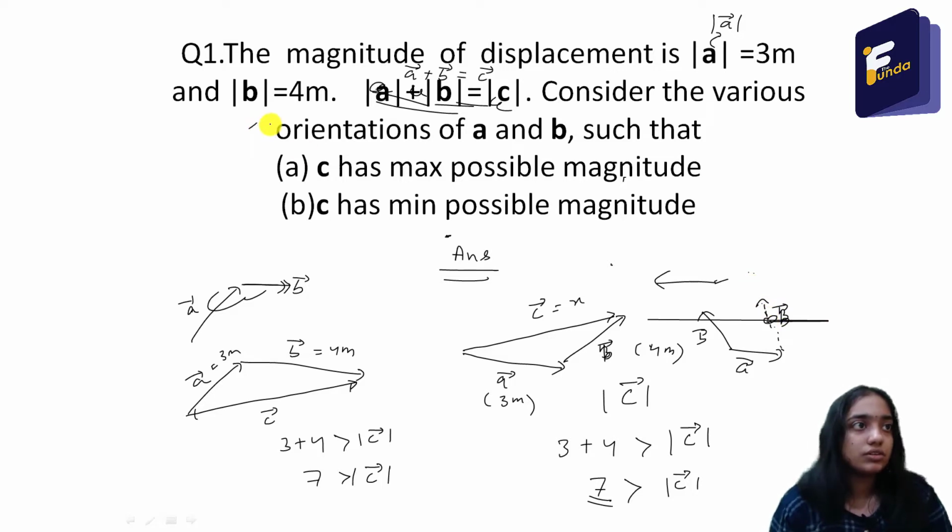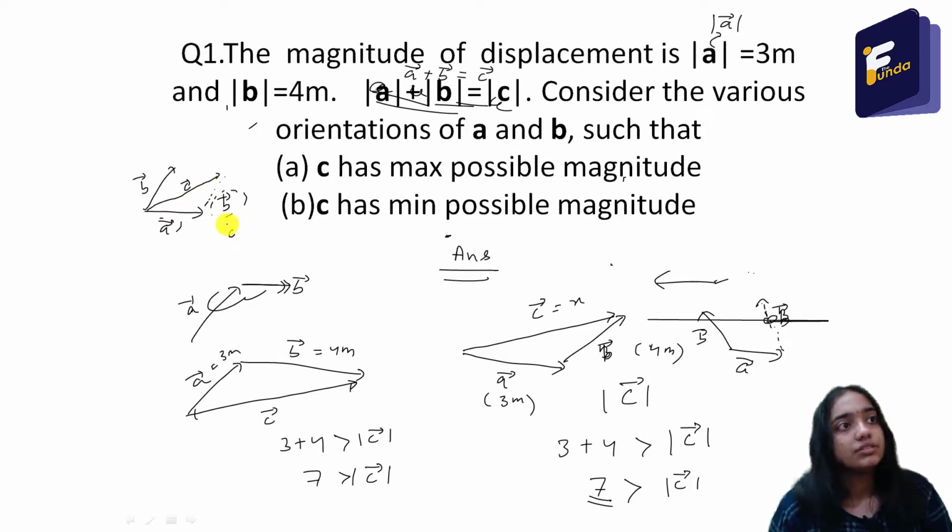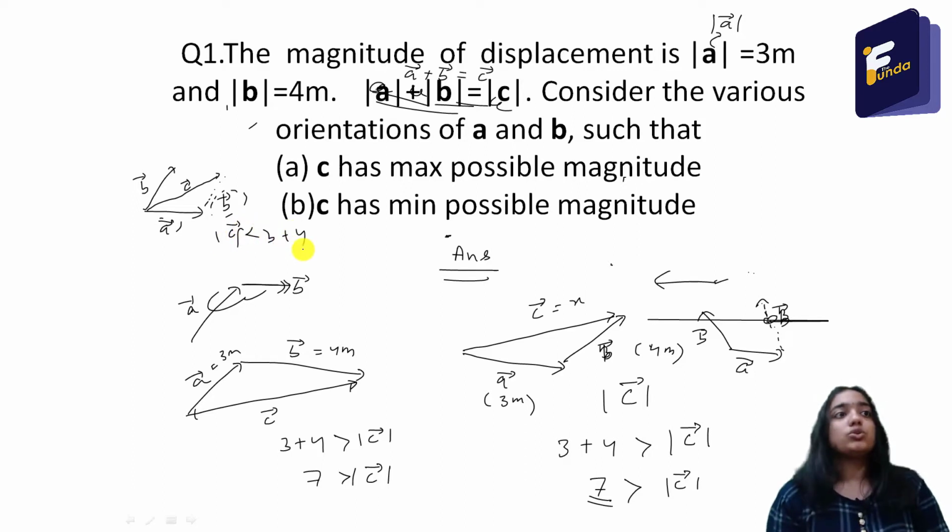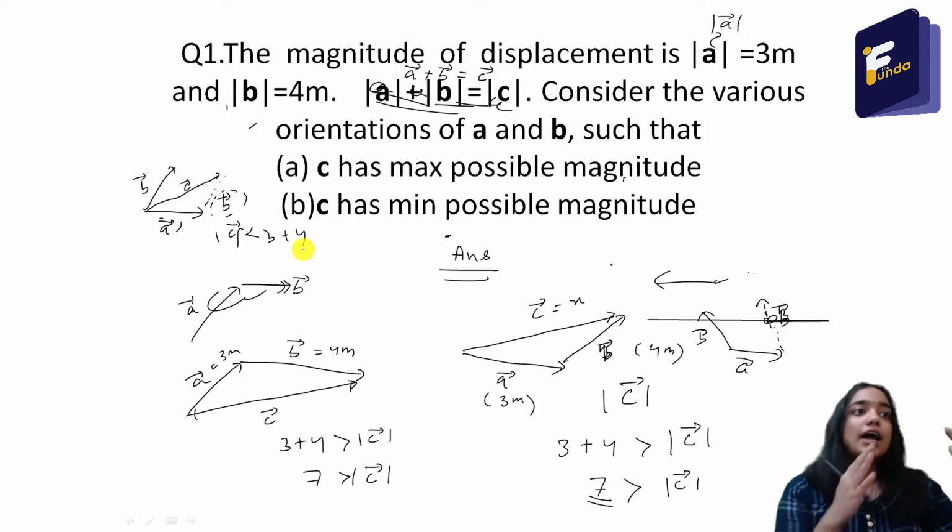Sorry. So okay, I'll do it again. If A vector is like this and B vector is like this, then I will just transpose this B vector here, and this will be the C vector. Again, A vector, B vector and C vector are forming the three sides of a triangle. So obviously here also C will have a magnitude less than 3 plus 4, that is 7. In any case, it is having a value less than 7.